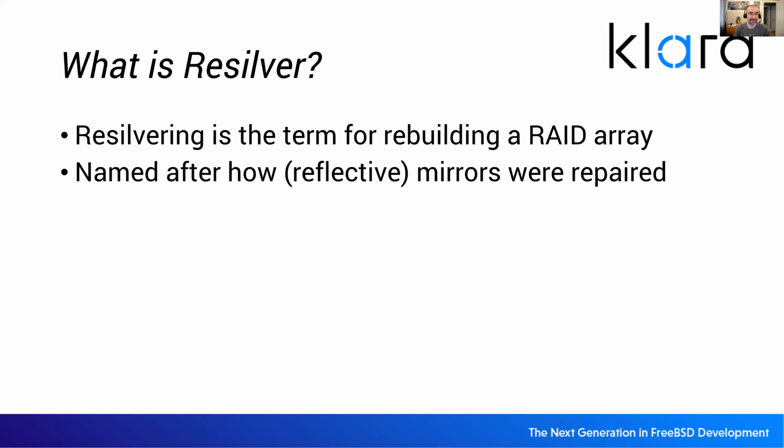The etymology of this is that in ye olden days, the mirror like you have in a bathroom was made of glass with a silver backing that provided the reflection. But the silver would oxidize over time and lose its reflectivity. And so people would do something called resilvering a mirror, where they would replace the silver with fresh silver that wasn't oxidized, and then the mirror would be good again. And so when you had mirrored disks and one of them failed and you replaced it, you would resilver the mirror so that it was good again.